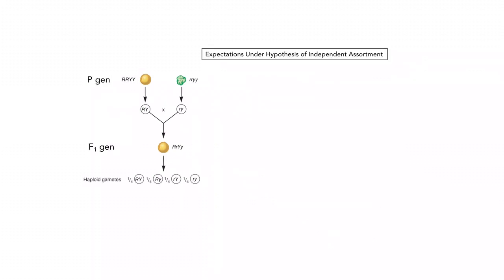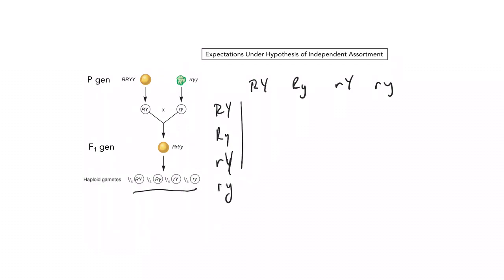Now let's look at it under the situation of independent assortment. If you look down here at the types of gametes that can be produced, we know that one individual can produce these 4 different types of gametes. Those would go along the top of our Punnett square. So that's essentially big R big Y, big R little y, little r big Y, and little r little y. Now we would do the same thing for the second parent, going down, that should be a big Y and then a little y.